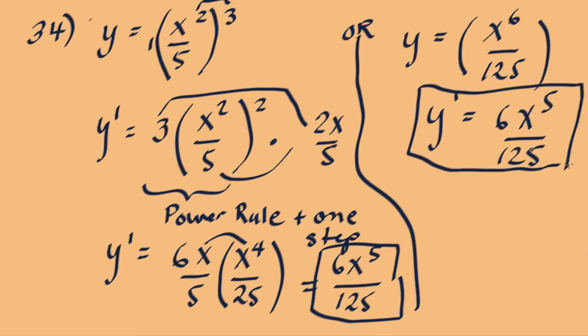So at this point, you can see that when you rename it, this is very easy. When you realize that it's easier to do the algebra, rename it so that you can use the power rule. Sometimes that's the easy route to find the derivative. Let's go ahead and look at number 35.